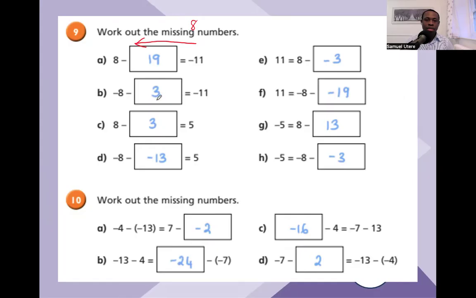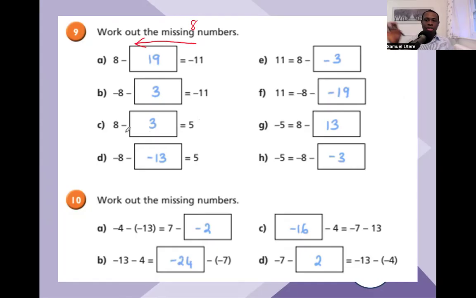So you're subtracting 3. Here, they're asking us, 8 subtract something gives us 5. You're on position number 8 on the number line, and you're going to land on 5. So how many steps would you have to do to get from 8 to 5? It's 3, so you're subtracting 3. So you're going to have to do 3 steps.